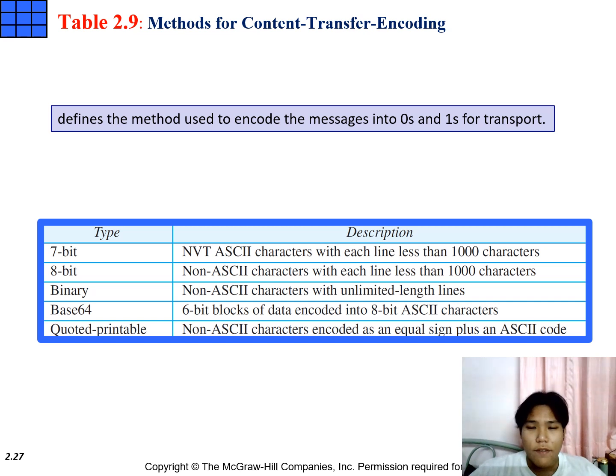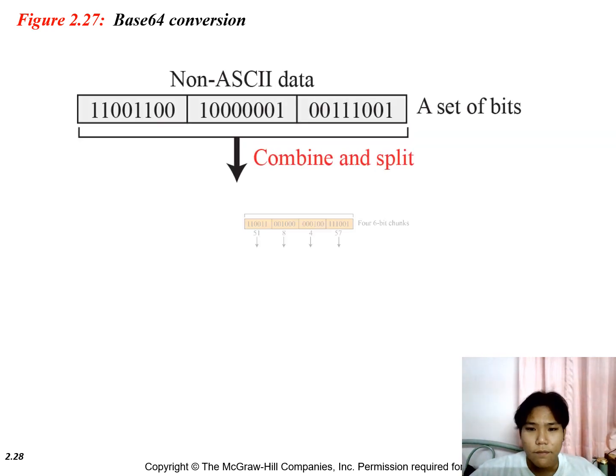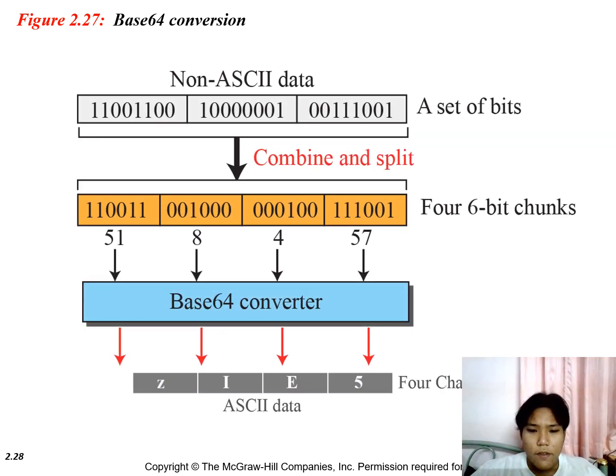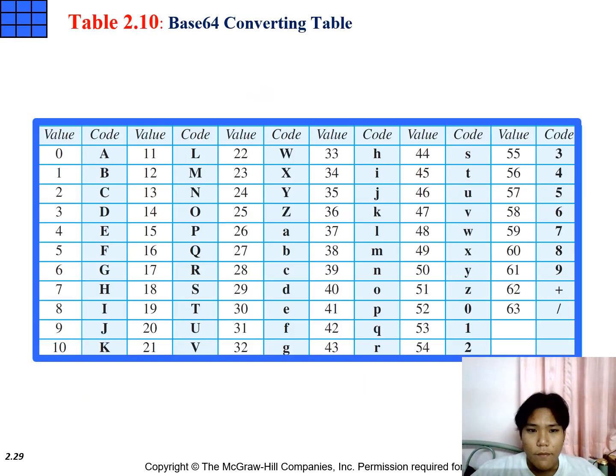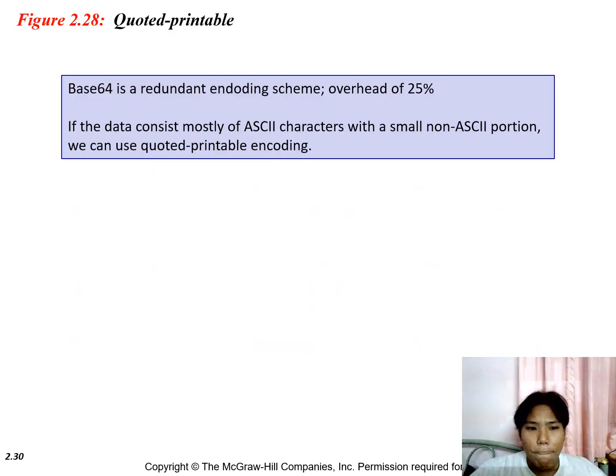Methods for content transfer encoding. This defines the method used to encode the messages into 0s and 1s for transport. So this is it. Base64 conversion. This is the picture of how it works. And this is the Base64 converting table.